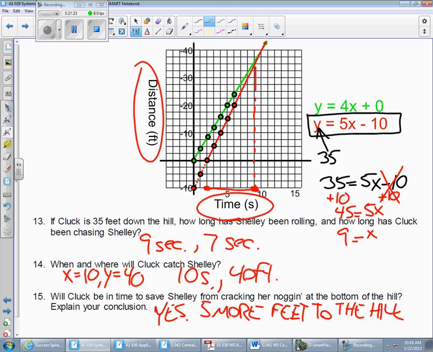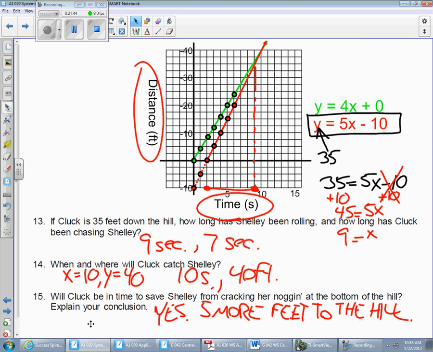So another 5 feet, and she wouldn't have made it. Okay. So since Cluck was moving at 5 feet per second, I guess if Cluck had just let 1 more second go by before she realized, then the egg is probably broken at the bottom of the hill. Okay. So that concludes the activity that we were doing on Friday in groups.